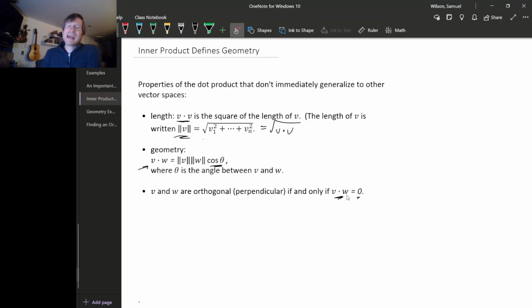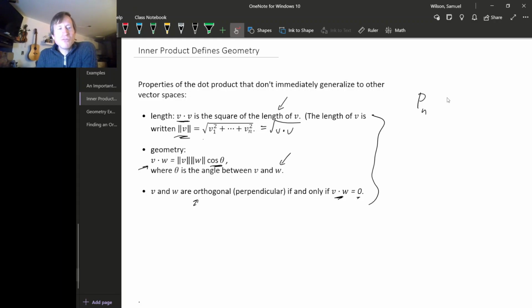Now that we have the idea of inner products in other vector spaces, we might hope to generalize these facts, but there's actually a problem, which is that in other vector spaces, there's not usually any obvious notion of what we mean by the length of a vector, or the angle between two vectors, or when two vectors are perpendicular. For example, think of the vector space Pn, polynomials of degree less than or equal to n. What does it even mean to refer to the length of a polynomial? It's not really clear.